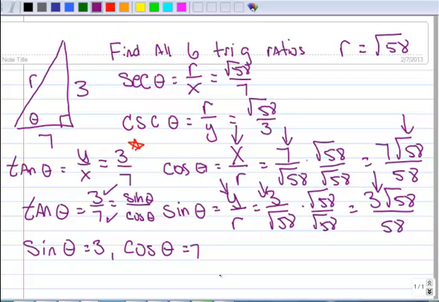And let's go ahead and finish up cotangent. So cotangent, the ratio of that is x over y. So that's going to be 7 over 3. And there are your 6 trig ratios. Let's do another example and work backwards.